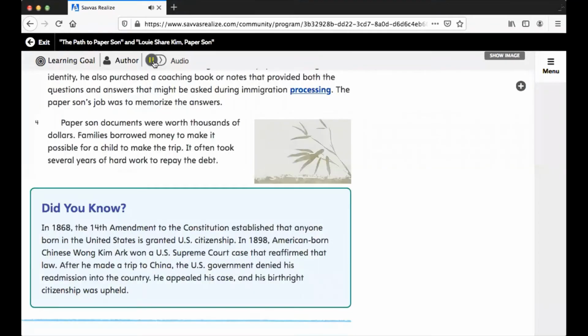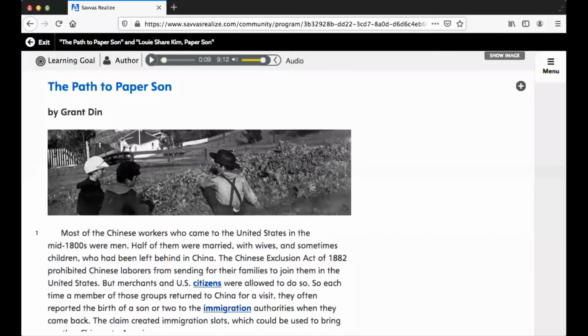Did you know? In 1868, the 14th Amendment to the Constitution established that anyone born in the United States is granted U.S. citizenship. In 1898, American-born Chinese Wong Kim Ark won a U.S. Supreme Court case that reaffirmed that law. After he made a trip to China, the U.S. government denied his readmission into the country. He appealed his case and his birthright citizenship was upheld.